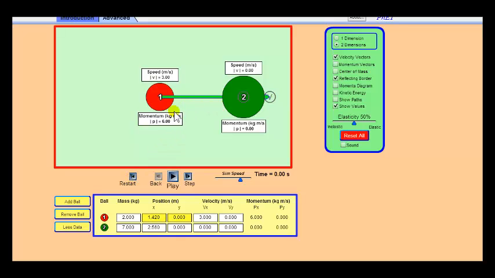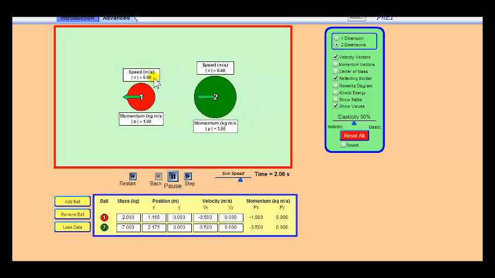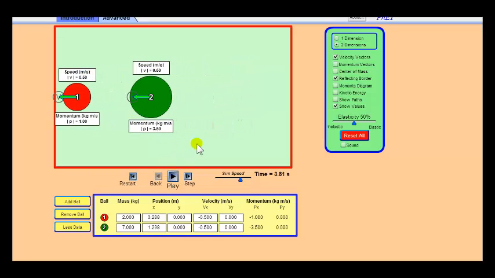Let's see the simulation again. This time I've changed u, the initial speed of the first sphere, to be 3. Again you see that the final speeds are the same, so the second sphere will never catch the first sphere.